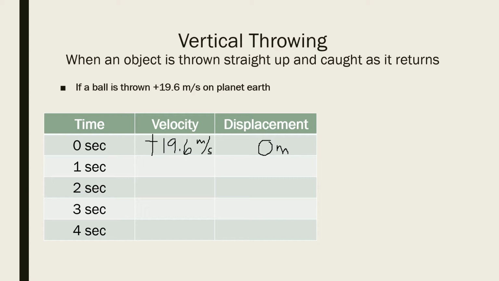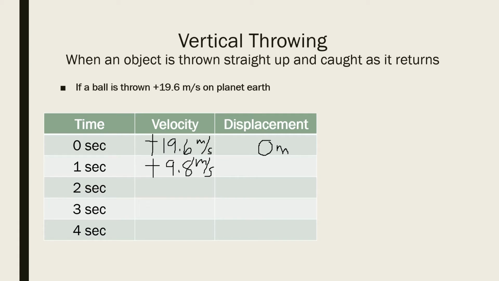Okay. Now, I said for velocity that because we're on planet Earth, gravity is negative 9.8. All I'm going to do is subtract 9.8 from the velocity every time, because that's the acceleration that it experiences. So 19.6 minus 9.8 is 9.8.